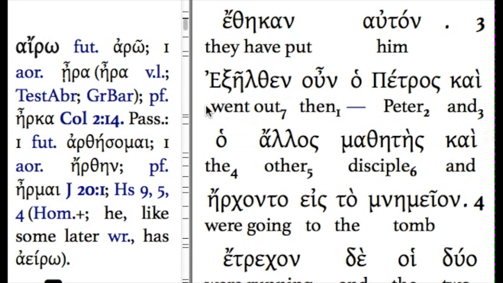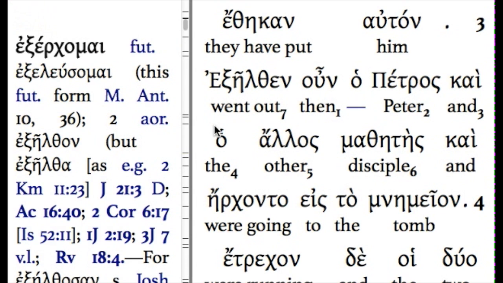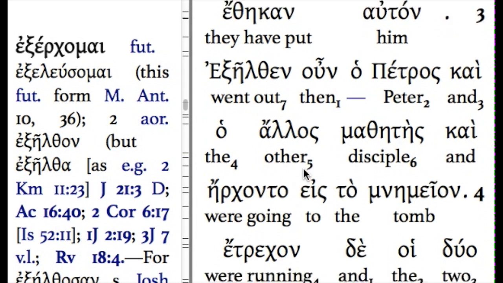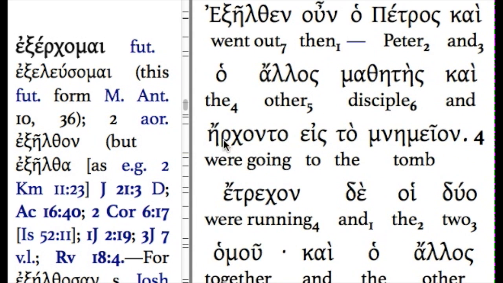Exelthen. Oh, can anyone tell me what the lexical form of exelthen is? Exerchomai, right? Because what is this? A second aorist. And as I've warned you, erchomai is a very common word in Greek, and so is its aorist form, elthen. So ex is out, so exelthen. Peter went out, and the other disciple, and erchonto.